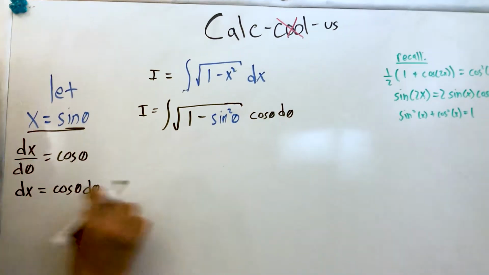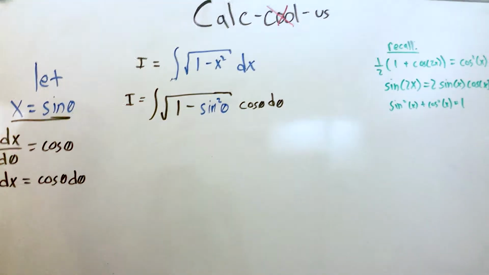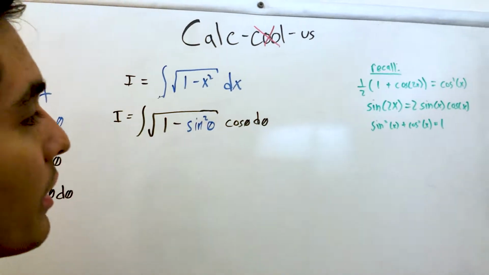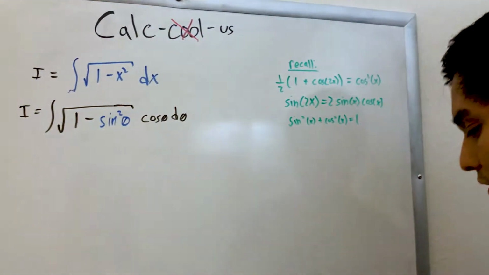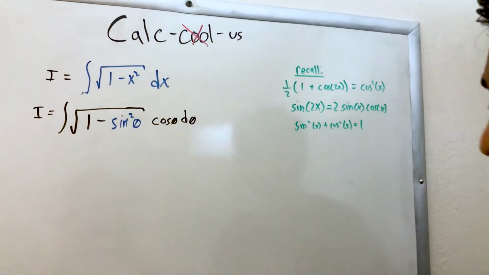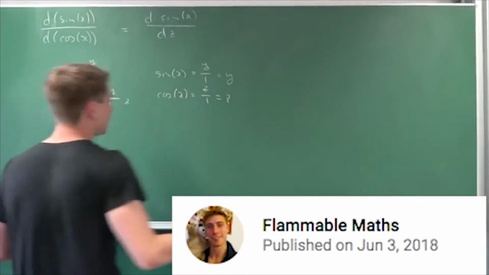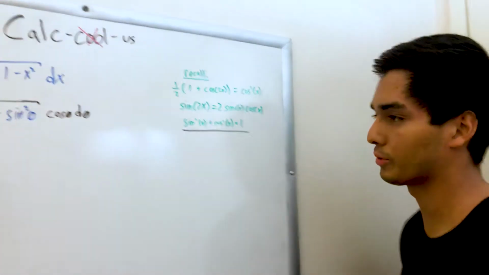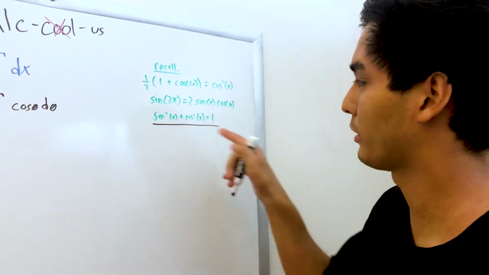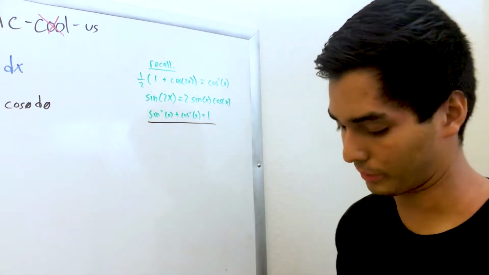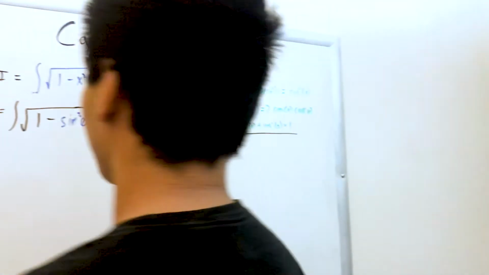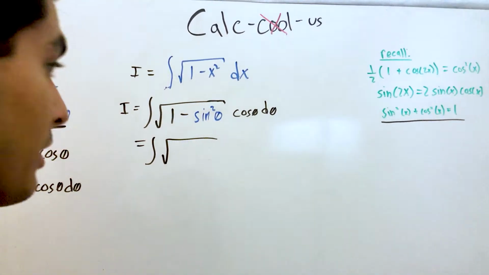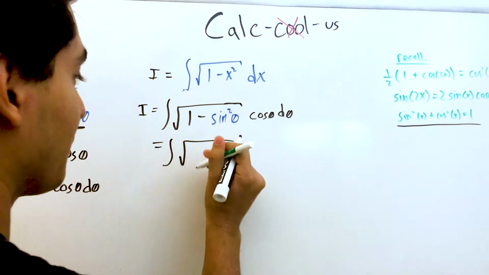So this is kind of like a use of logic. Now the question is, how do we continue? Well, if you recall, we have the Pythagorean identity, because we have our Papa Pythagoras: sine squared plus cosine squared equals 1. So if you subtract, 1 minus sine squared is equal to cosine squared. So I'm going to replace that here. This turns into square root of cosine squared.